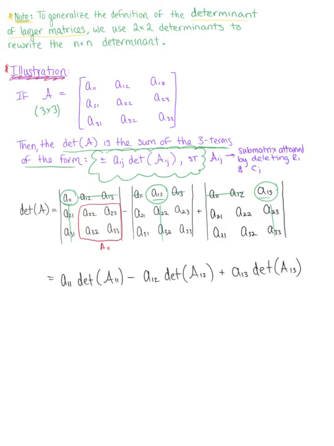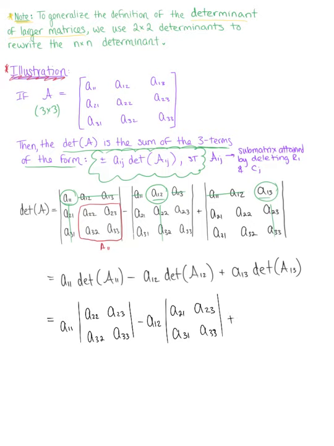So let's continue. Now that we have our individual submatrices, we can actually perform our computation. So we can rewrite this. The submatrix A sub 1, 1 is the 2 by 2 matrix A sub 2, 2, A sub 2, 3, A sub 3, 2, A sub 3, 3. And then we're subtracting the entry in the first row, second column, multiplied by the determinant of the submatrix A sub 1, 2. So I have the 2 by 2 matrix A sub 2, 1, A sub 2, 3, A sub 3, 1, A sub 3, 3.